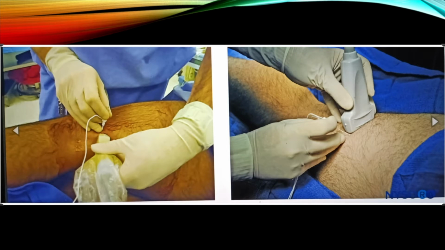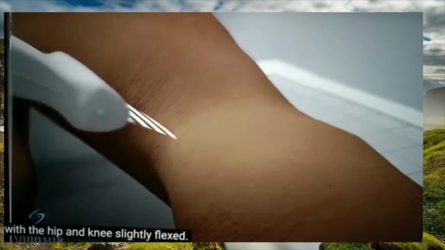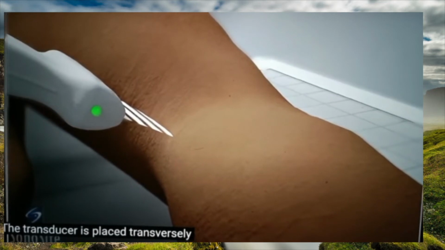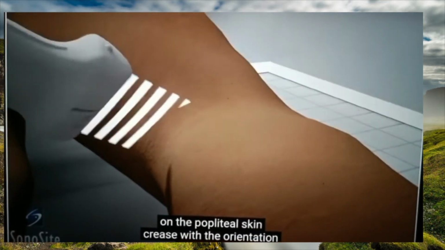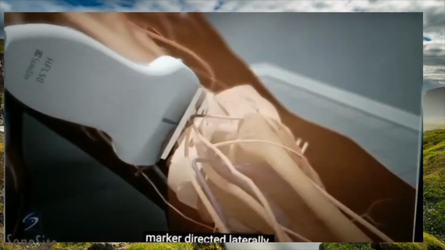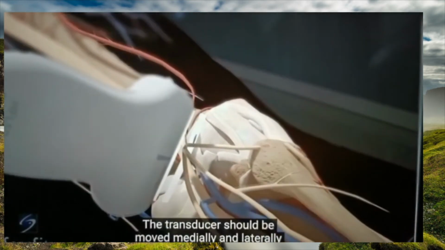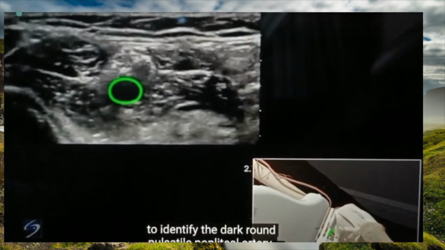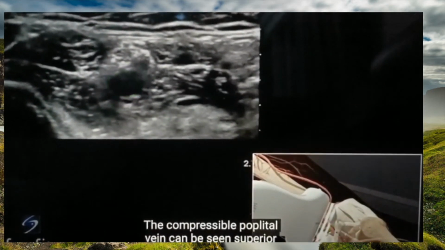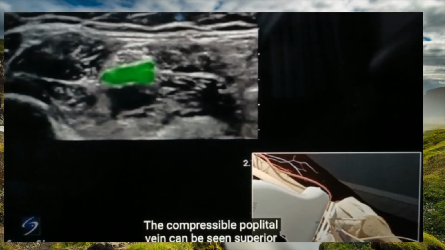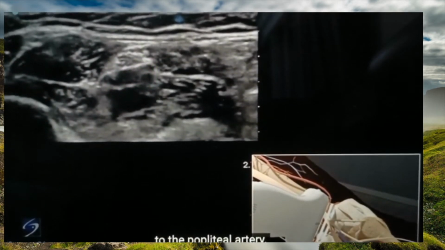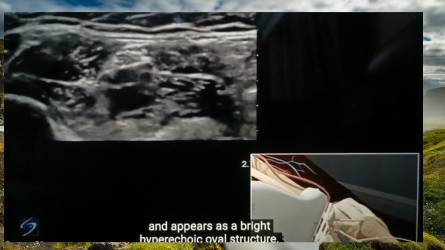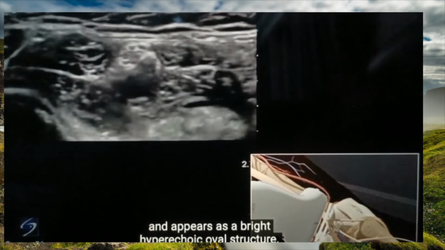Okay, so from the diagram, how to scan for the popliteal sciatic nerve. You use a linear transducer, put at the popliteal crease, alright? At the popliteal crease, what you aim to see is the artery. Okay, you can see the artery. And normally the nerve is above the artery. Okay, but here you're not sure because this already bifurcates.